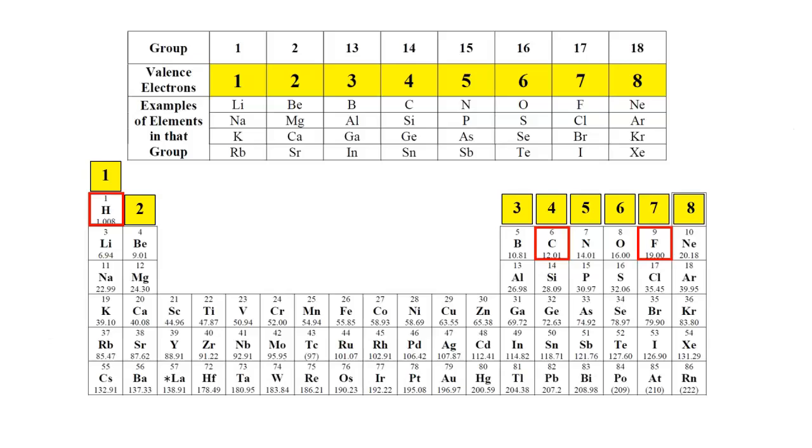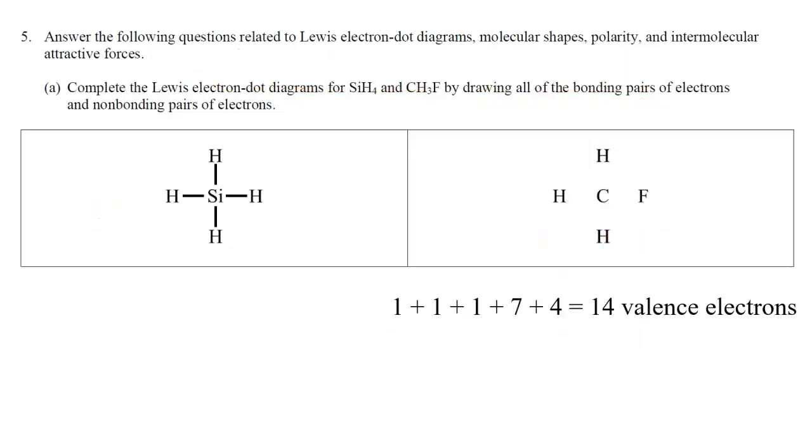Hydrogen would be 1 valence electron, and we have 3 of them. Carbon has 4 valence electrons. We have 1 carbon. Fluorine has 7 valence electrons, and we have 1 fluorine. So it's going to be 1 plus 1 plus 1 plus 4 plus 7. So that's 14 valence electrons for the CH3F molecule.